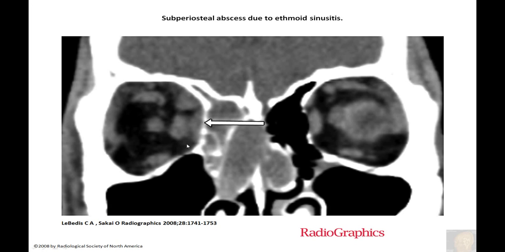This part of fat within the orbit is inflamed, looks stranded. This is normal. So not only is the periosteum inflamed, the adjacent fat is also inflamed.